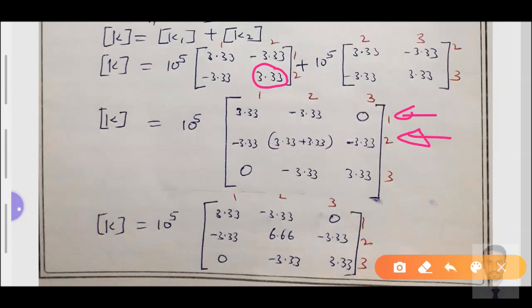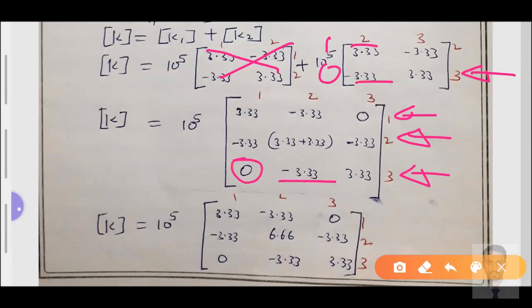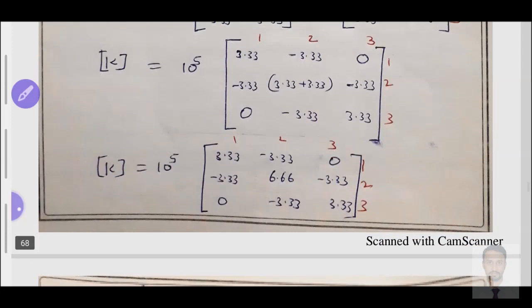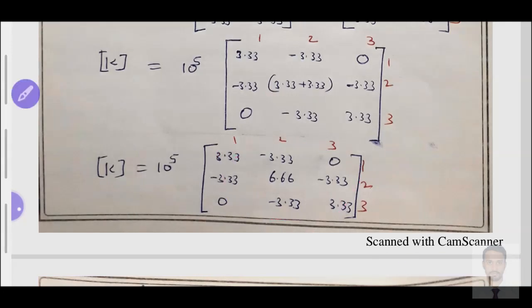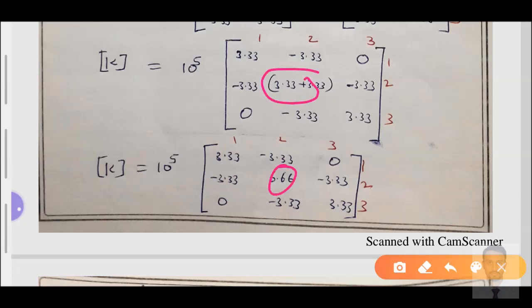After getting all the values of the second row, we come to the third row. The third row is not in the first matrix; we have it in the second matrix. Third row first column is 0, third row second column is −3.33, third row third column is 3.33. This is the complete concept of assembling the elemental stiffness matrices into the global stiffness matrix. The center value is 6.66, and the rest of the values remain the same as copied; only the center value changes.